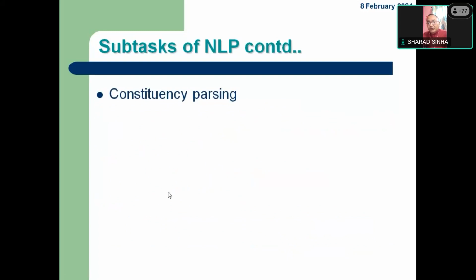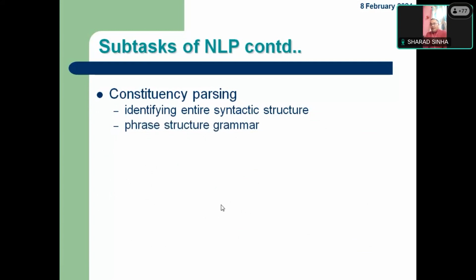Another is constituency parsing. We have dealt with dependency parsing. Constituency parsing is about identifying the entire syntactic structure. I think I have only 18 minutes left, so I have to be a bit quick. And we also deal with the phrases, how the phrases are formed in a particular language, and that is dealt with by the phrase structure grammar. Here the role of automata theory is very, very important, as people with a computer science background know very well, that we use this in building parsers for compiler design.